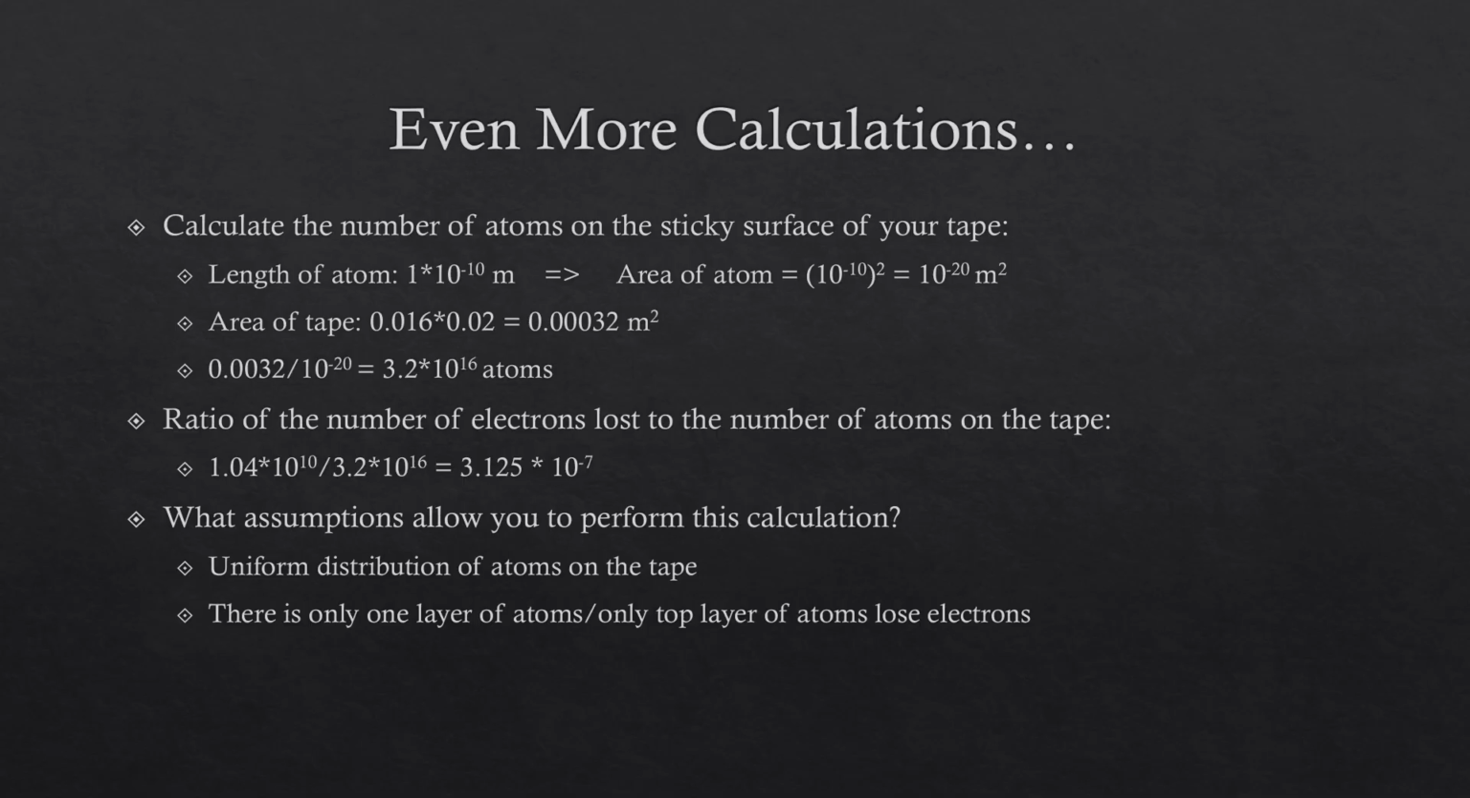And then using that along with the previously calculated value on the last slide, we can figure out that the ratio of the number of electrons lost to the number of atoms on the tape was 3.125 times 10 to the negative 7.